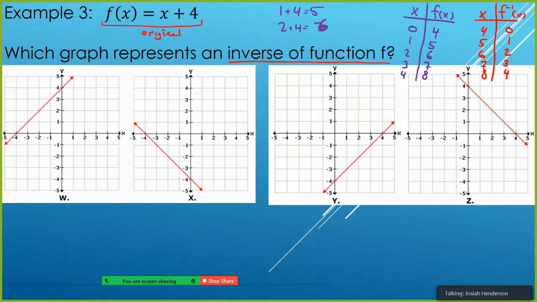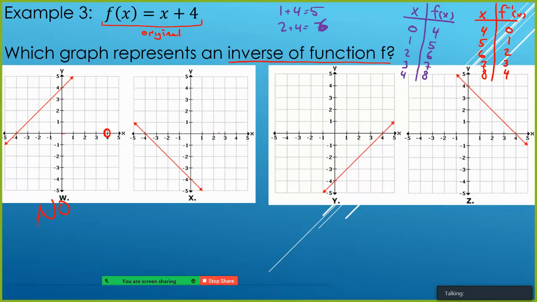Okay, so let's use this new red table and see if we can find anything useful comparing it to the ones below. So 4 goes to 0. X is 4. Our height, the y, is 0. Let's see. So for option W here, the first option, at 4, comma 0, it's right here. Our line isn't even on there. So we can rule this out. It's not W.